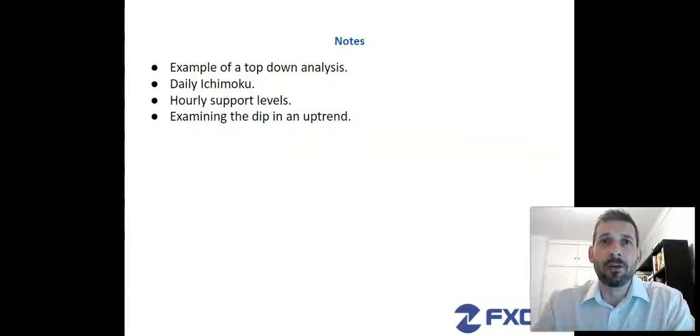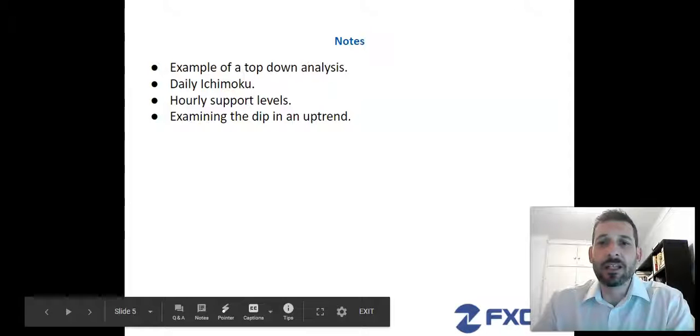Now, what we're going to do for today's snapshot, we're going to be looking at a top-down analysis. We're going to use the Ichimoku on a daily time frame. Then we're going to go down to an hourly chart and assess support. And we're going to be looking at a dip in an uptrend and try and see if support is holding.